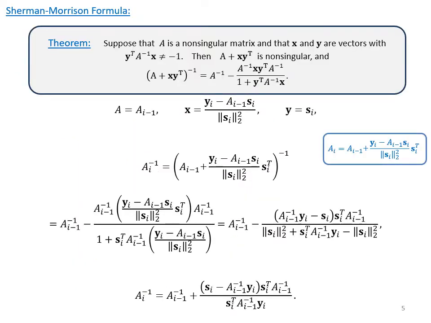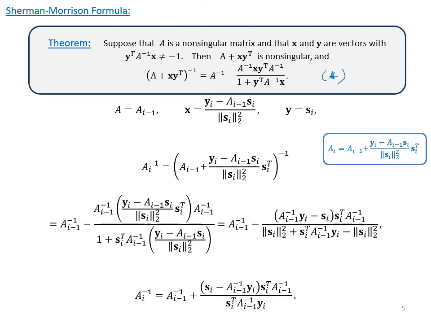In order to reduce the number of arithmetic operations significantly, we will use the Sherman-Morrison formula. Let's formulate the theorem. Suppose that A is a non-singular matrix and that x and y are vectors with the property that the product of y transposed, inverse matrix A, and x doesn't equal -1. Then the sum of matrix A and the product of vector x and y transposed is non-singular, and the following equality holds.